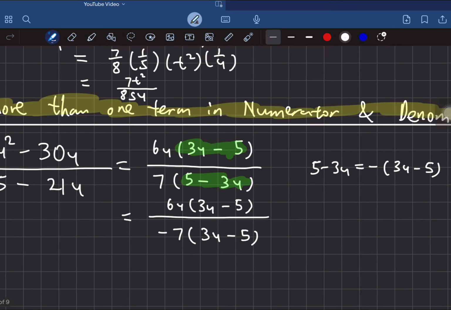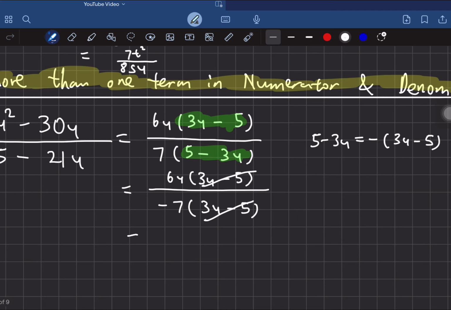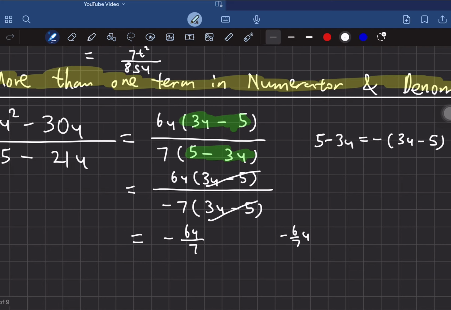Okay. So we can cancel off this, which is totally identical. Then I have -6U over 7. Or for some of you, it can be written, the answer is -6 over 7U. Both are okay. So that's how we do it.